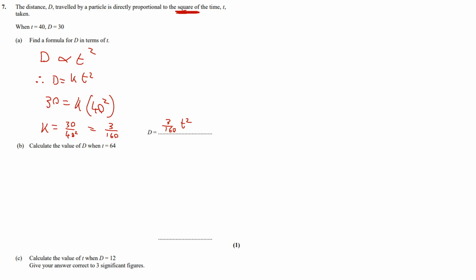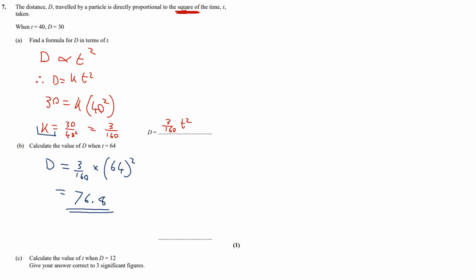What about this one? How are we going to work out what d is when t equals 64? Well, I'll use a different color here. When t equals 64, d is equal to 3 over 160. Remember, this is our constant times 64 squared. And again, we can plug that into our calculators and we get an answer of 76.8.